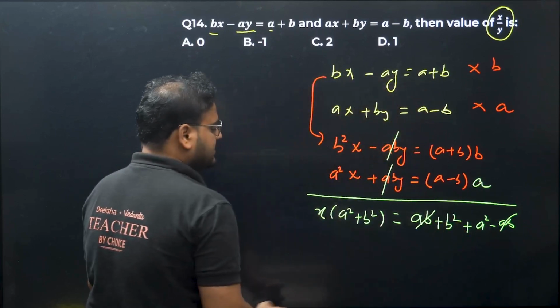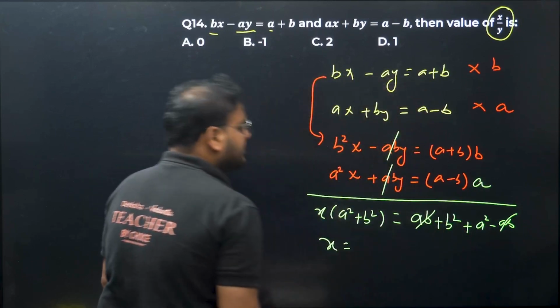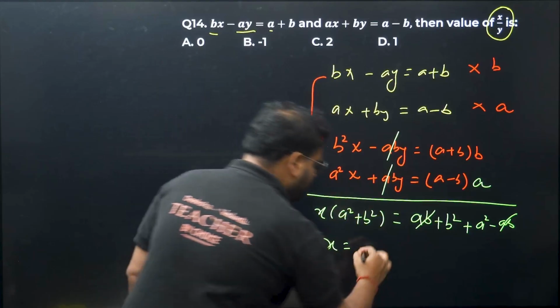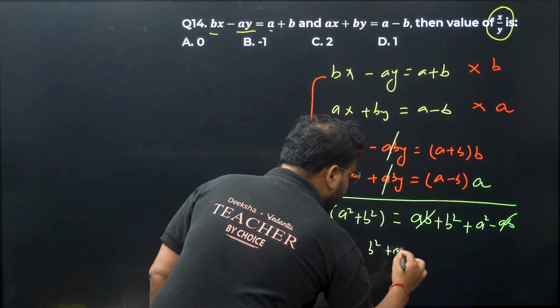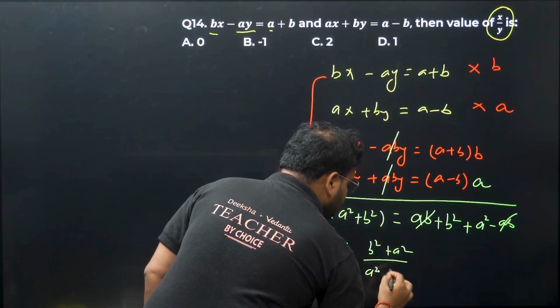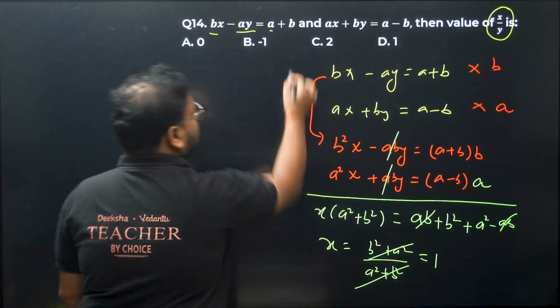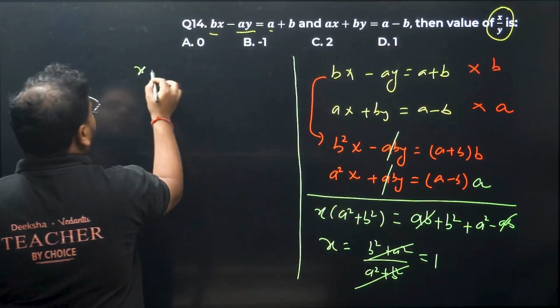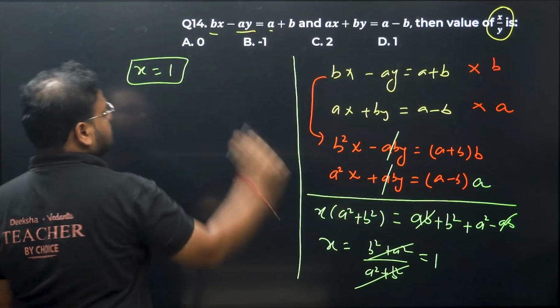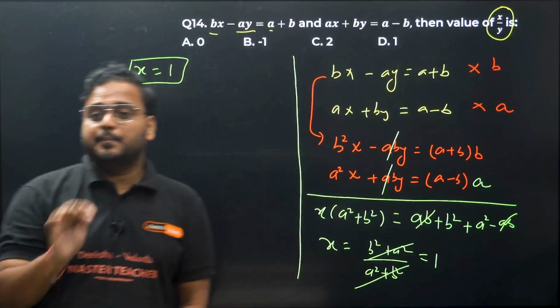ab cancels. What is x over here? Please check. It is b square plus a square divided by a square plus b square. Both are cancelled. Answer is 1. So value of x is what? Value of x is simply 1.